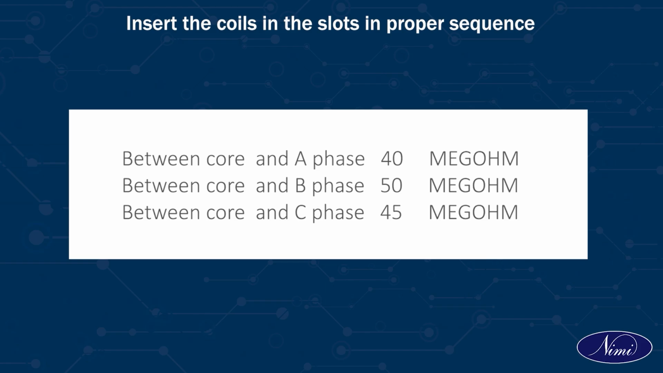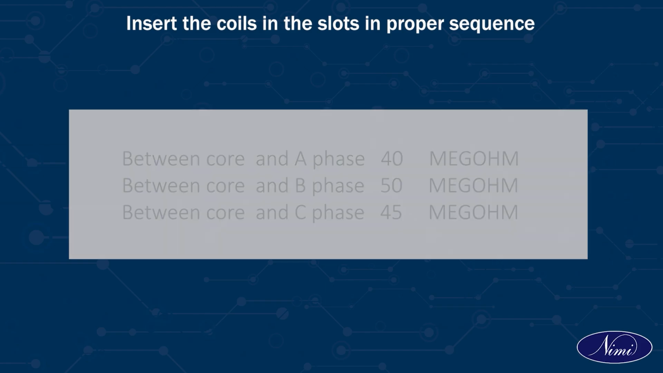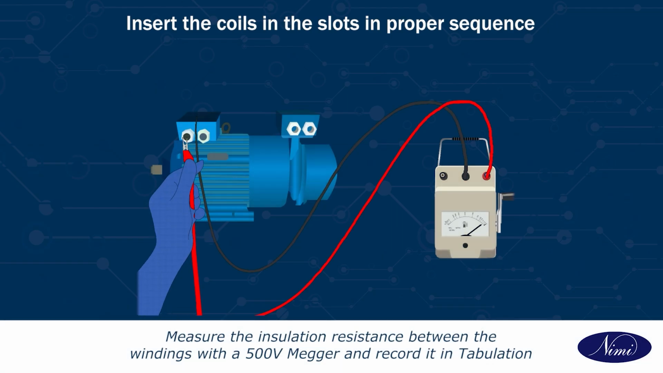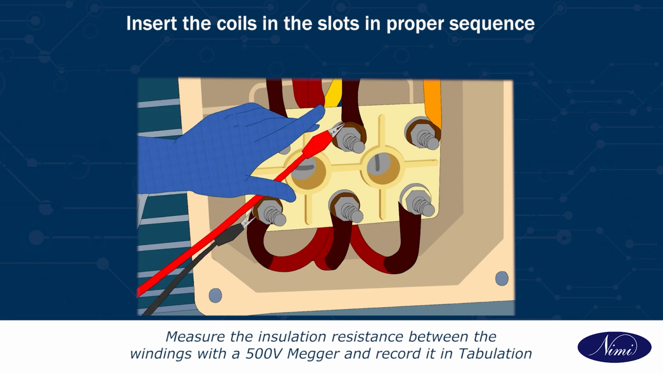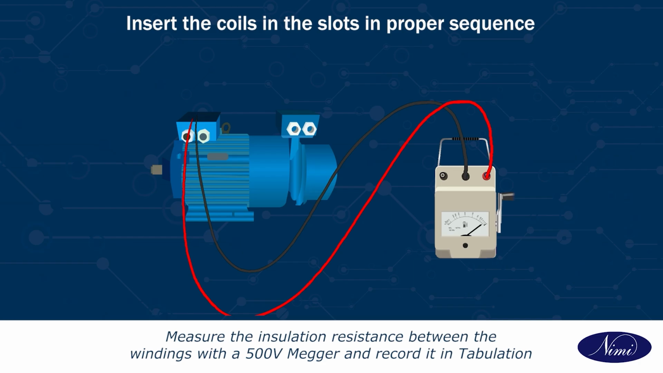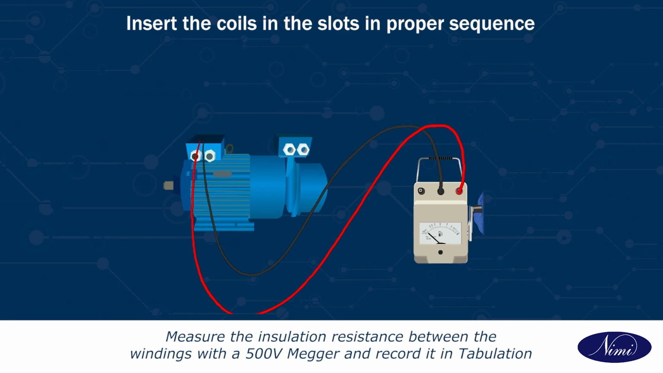Insulation resistance between core and A phase, between core and B phase, between core and C phase. Measure the insulation resistance between the windings with the 500 volt meter and record it in tabulation. The above values should not be less than 1 megohm in any case. Insulation resistance between A phase and B phase, between B phase and C phase, between C phase and A phase.